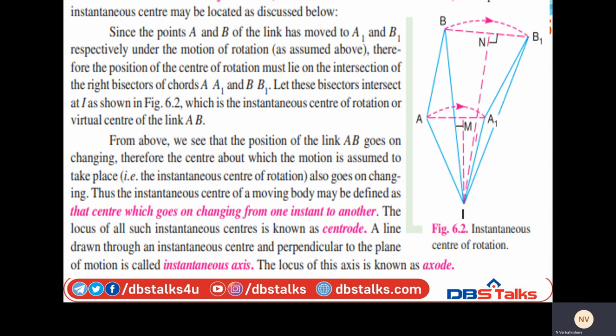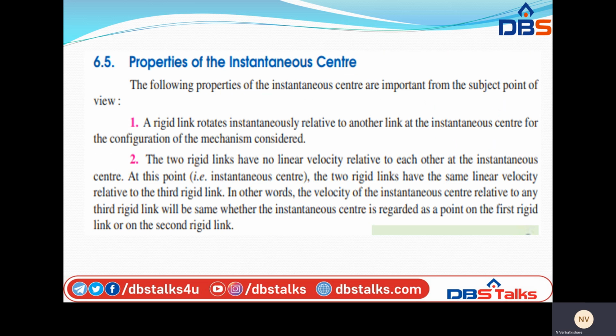A line drawn through an instantaneous center and perpendicular to the plane of the motion is called the instantaneous axis. The locus of this axis is called the axode. So what is the axode? The locus of the axis is the axode, the locus of all the instantaneous centers is called the centroid, and the line drawn through the instantaneous center perpendicular to the plane of motion is called the instantaneous axis. And what are the properties of this instantaneous center?